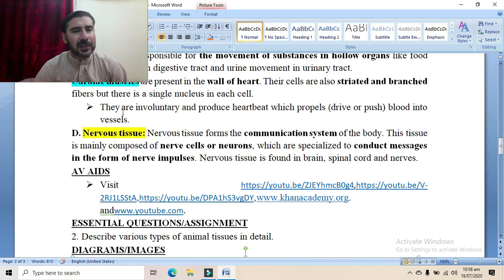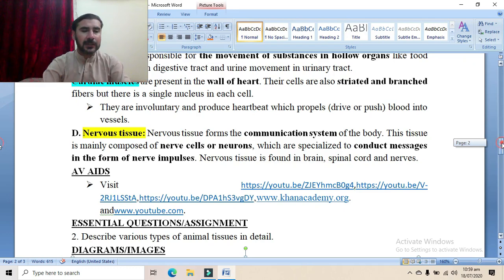The cardiac muscles are involuntary, they are not under our will. Whether we wish or not, our heart will pump the blood, and the cardiac muscles inside our heart wall will work continuously, and they produce slow, rhythmic, continuous movements. Continuous contraction and relaxation of the heart occurs. So they produce involuntary and slow but rhythmic movements, and they pump the blood inside the vessels.